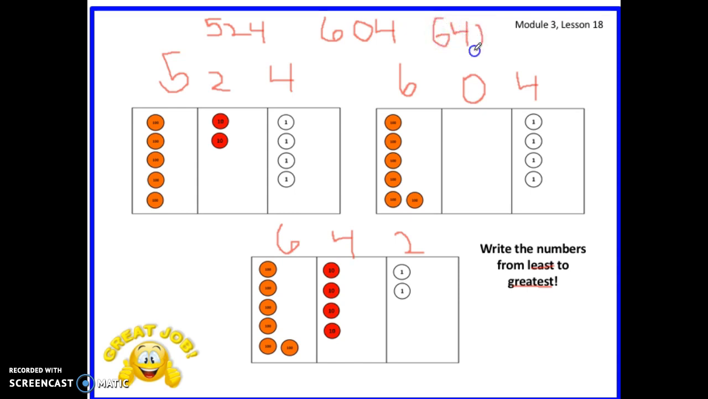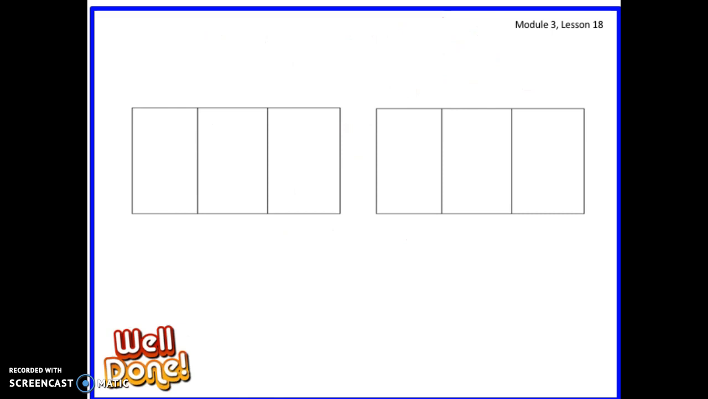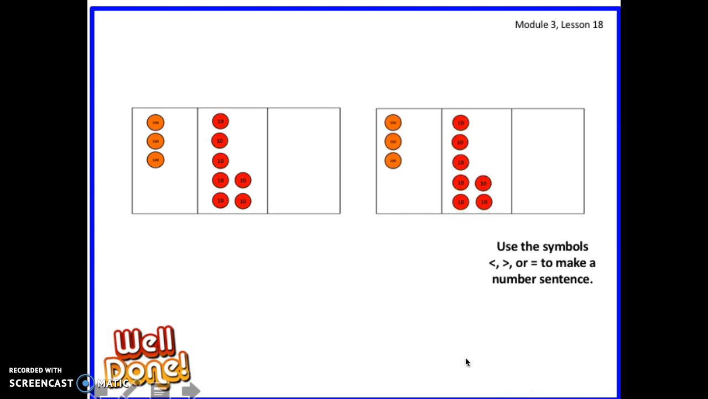Did you write the same numbers in the same order? Good job. All right, so we're going to do this. I'm going to throw some chips up. I want you to count how much is there and write the 2 numbers. And then in the middle of the 2 numbers, I want you to do the symbol for less than, greater than, or equal to. And don't forget, you don't have to draw the chips right now. All we're doing is counting them up and writing the number in standard form.